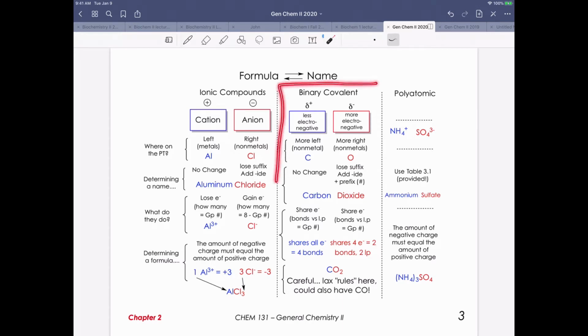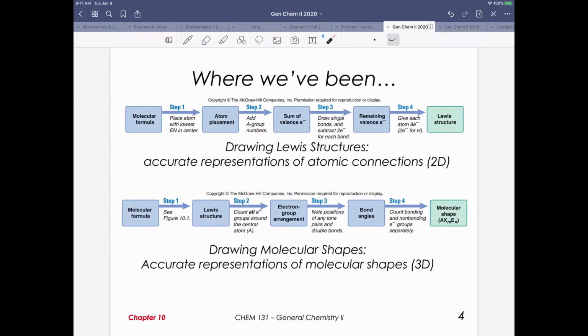But importantly for this chapter, since we're dealing with covalent compounds, is thinking about these binary covalent rules. So again, this was way back in chapter 2 from General Chemistry 1, where we learned how to name compounds. We started thinking about the concepts of binary covalent compounds. And then towards the end of Gen Chem, and this is going to become a very important skill as we move forward in this chapter, is thinking about how we draw two-dimensional and then three-dimensional representations of our molecules.